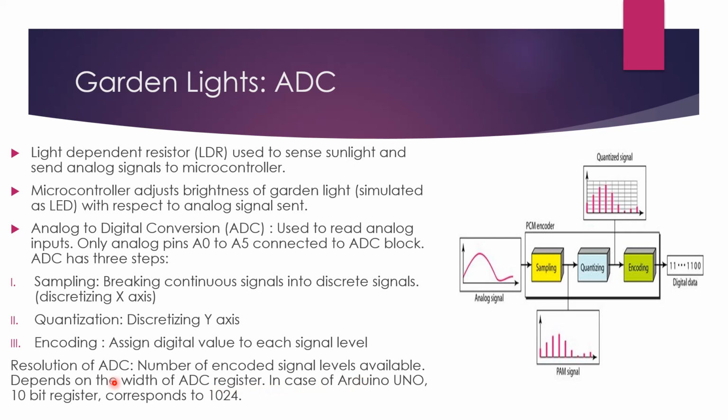Now in case of the Arduino Uno, the ADC block is a 10-bit register, and this corresponds to 2 raised to 10, which is 1024. So we will be dividing the y-axis into 1024 parts from 0 to 1023, and then we will be assigning these values to the sample signals.